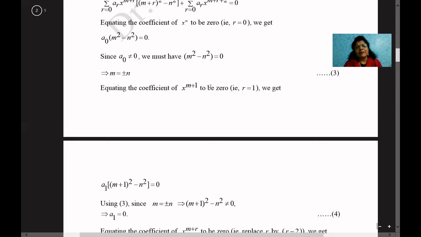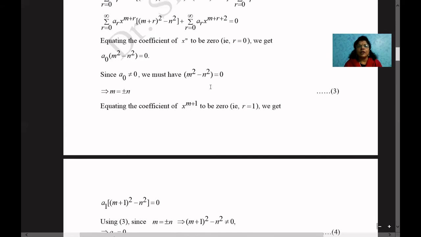When will we get x power m plus 1? I'm moving on to the summation. When will we get x power m plus 1? When r is equal to 1, correct? x power m plus 1 means when r is equal to 1. So what will we get? a1 into m plus 1 the whole square minus n square.